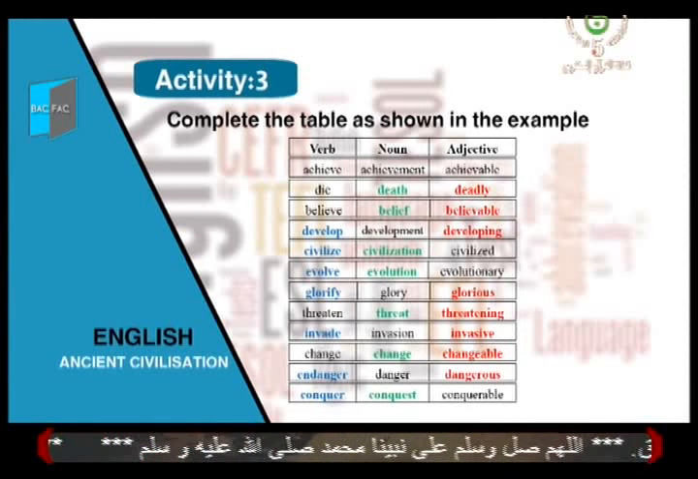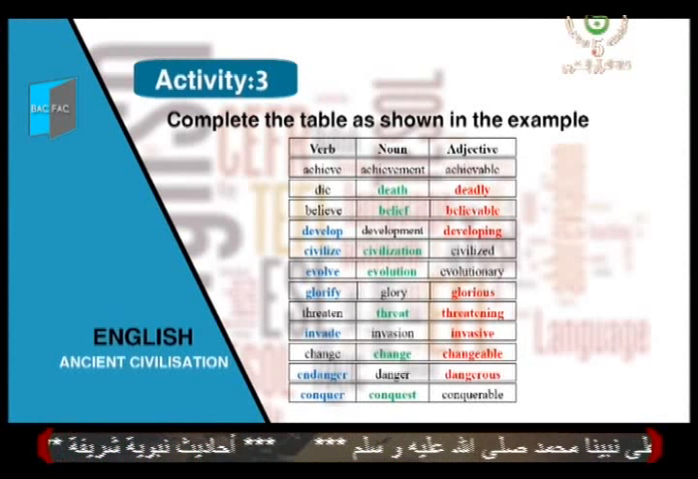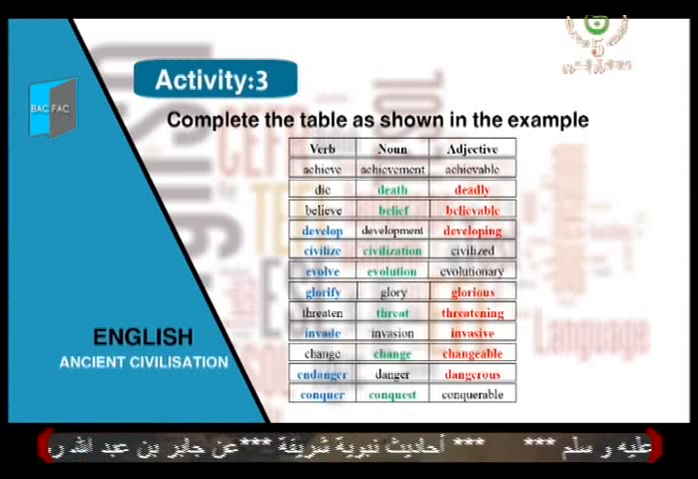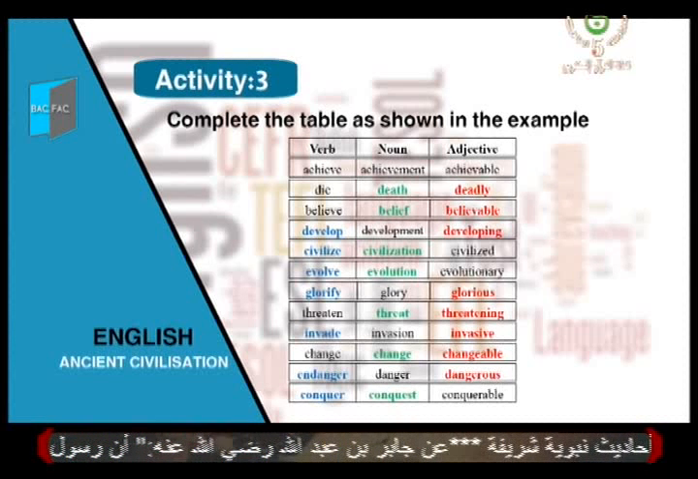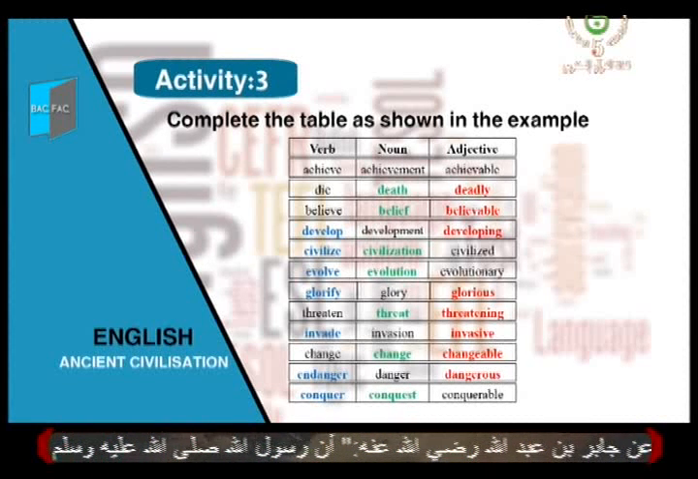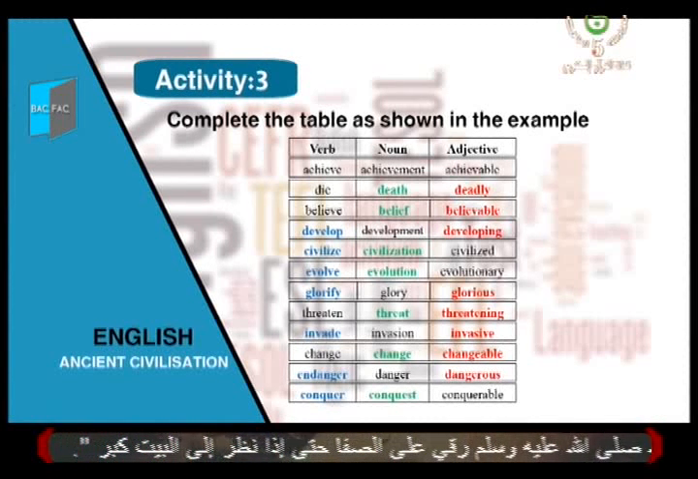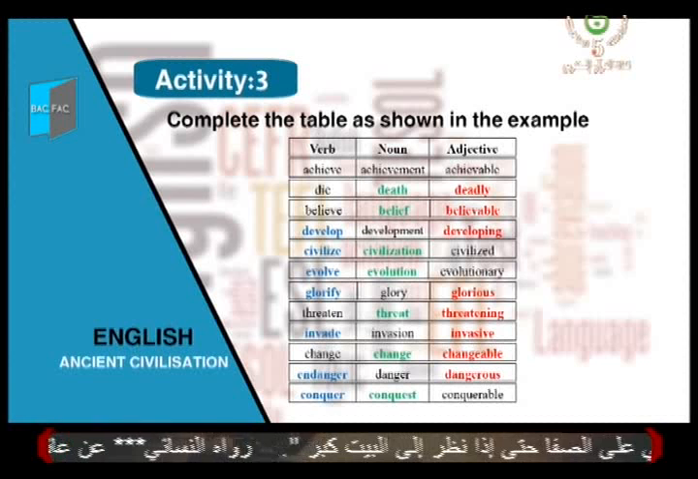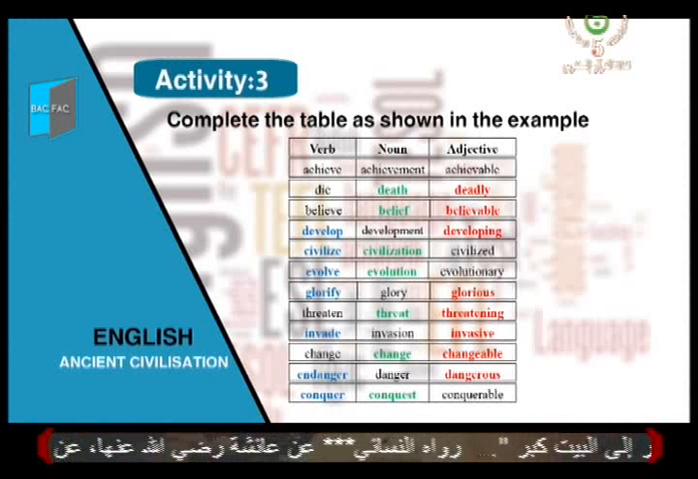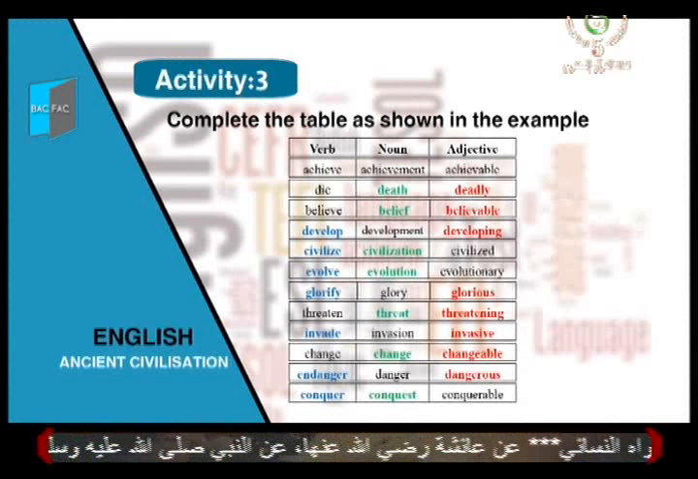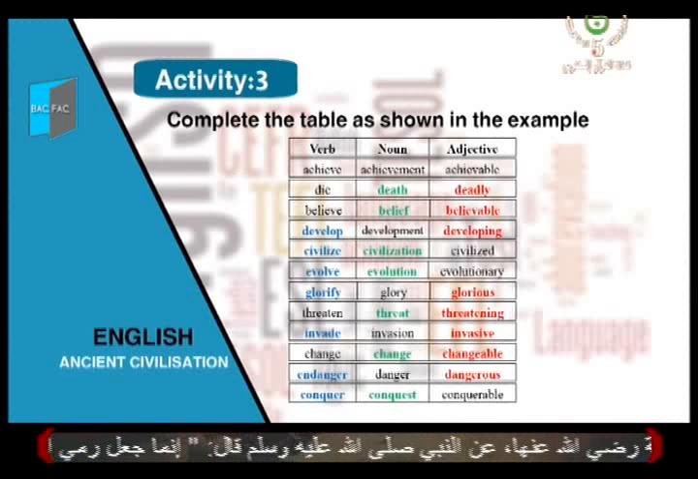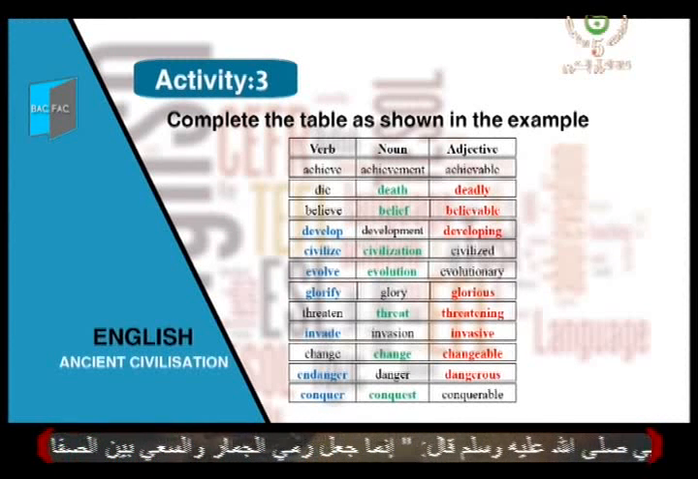Die, noun death, adjective deadly. Second one, believe, belief, believable. Third one, develop, development, developing. Sometimes you can have two adjectives. We can also have developed. Next one, civilize, civilization, and civilized.